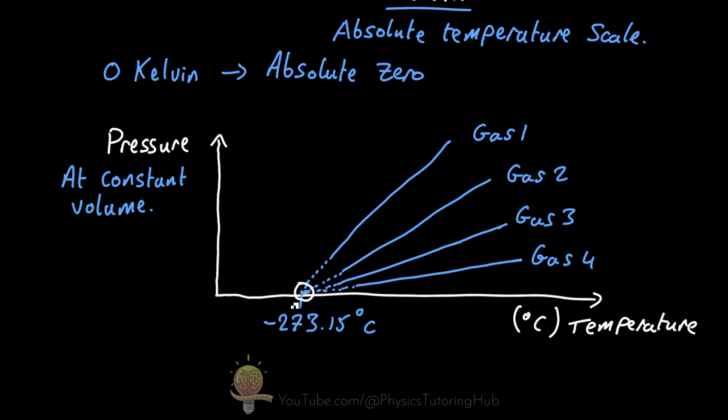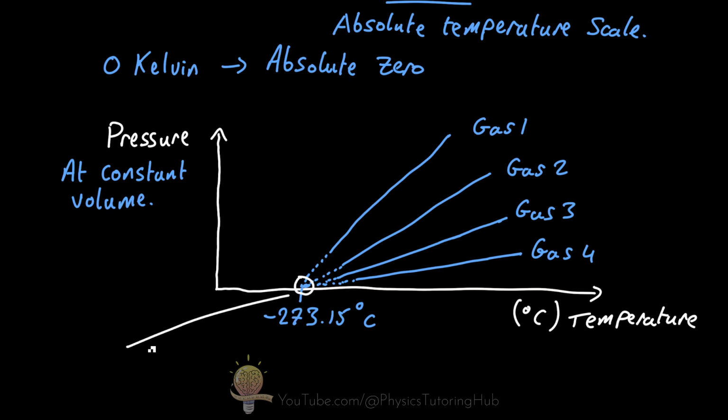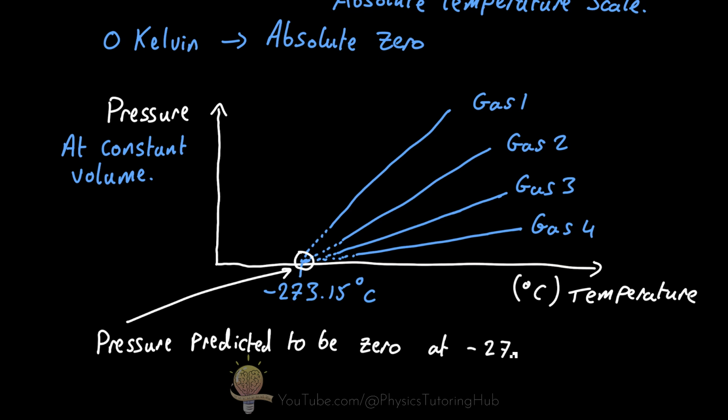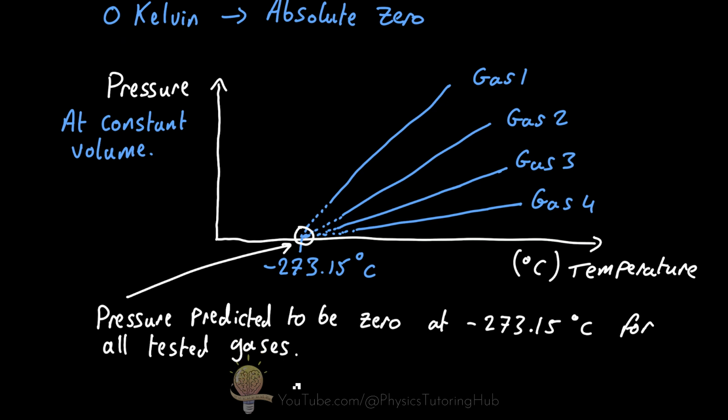So even though it becomes increasingly difficult to reach this absolute zero temperature of minus 273.15 degrees, in fact it's impossible to reach this temperature, but we can get very close to it if we trace back this linear gradient here for each of the gases. They converge at this absolute zero temperature, at zero pressure. So in other words, this extrapolation suggests that there's a lowest temperature, and we call this absolute zero.